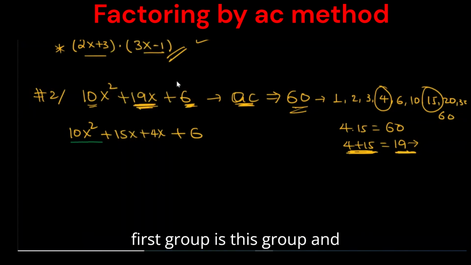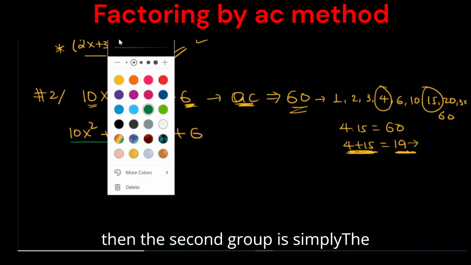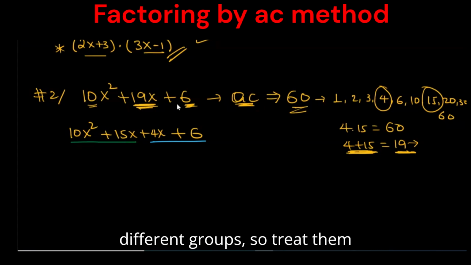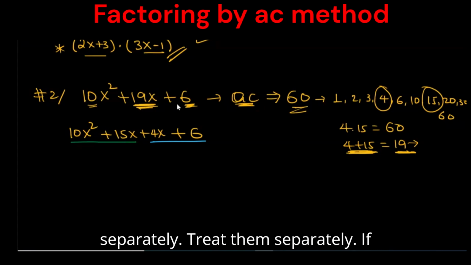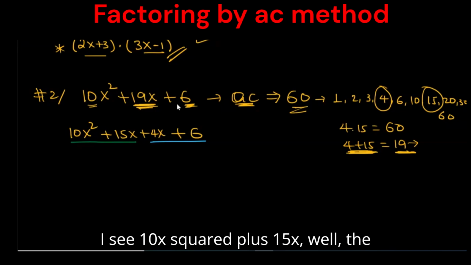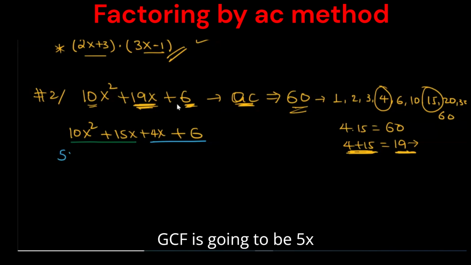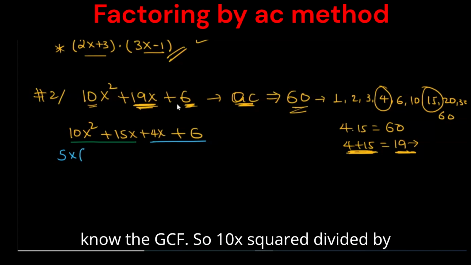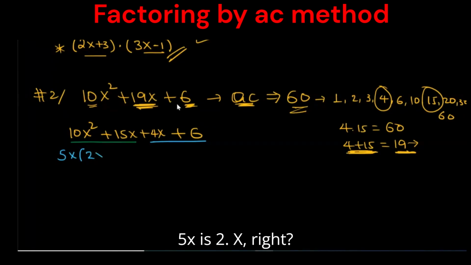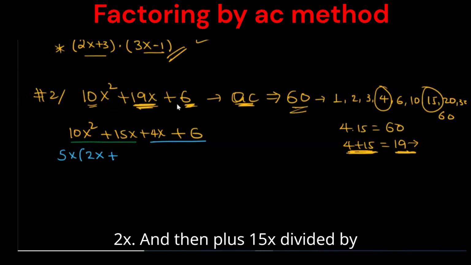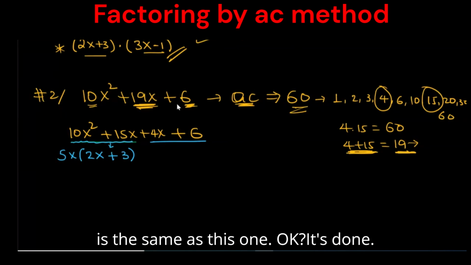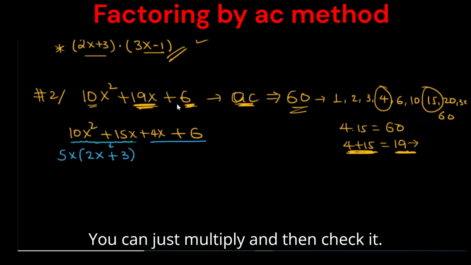The first group is this group, and the second group is simply this second group. I have two different groups, so treat them separately. If I see 10x squared plus 15x, the GCF is 5x for them. 10x squared divided by 5x is 2x, and 15x divided by 5x is 3. I finished the first one. You can just multiply and check it.